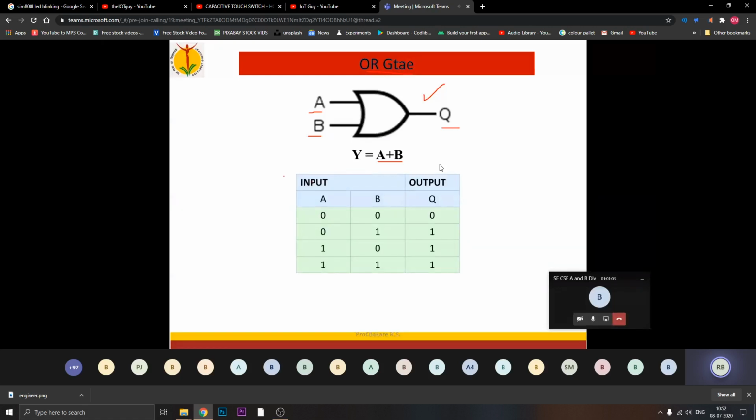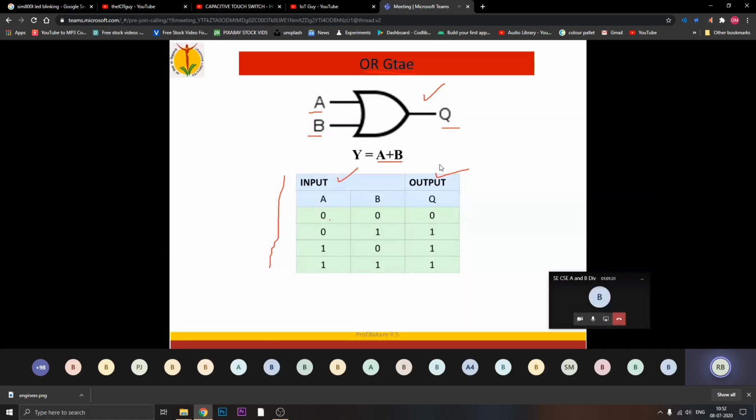Therefore, if you look at the truth table, it contains two columns. One is the input and the second one is the output. As we know, in the AND gate, when it has two inputs, the maximum possible combination is 4. Similarly, here it has two inputs, and the maximum possible conditions are 4.